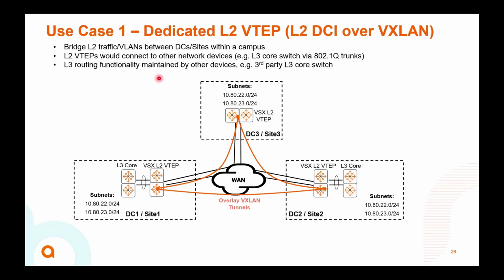There are 2 use cases. Use case 1 is a dedicated layer 2 VTEP. You can see I have a VSX L2 VTEP at the edge of the data center. It could be 2 DCs or 3 DCs or 4 DCs. These VTEPs will have full mesh peering between them, and this is just pure L2. You typically have a VSX LAG connected up to a layer 3 core that will do the routing between the different subnets. So this is pure L2, just bridging VLANs. This could be a third party L3 core as well, so there's no VXLAN required. The VXLAN is only on the VSX L2 VTEP here.